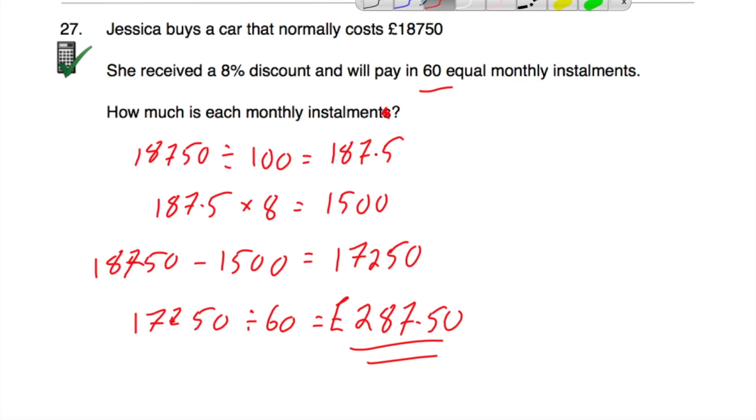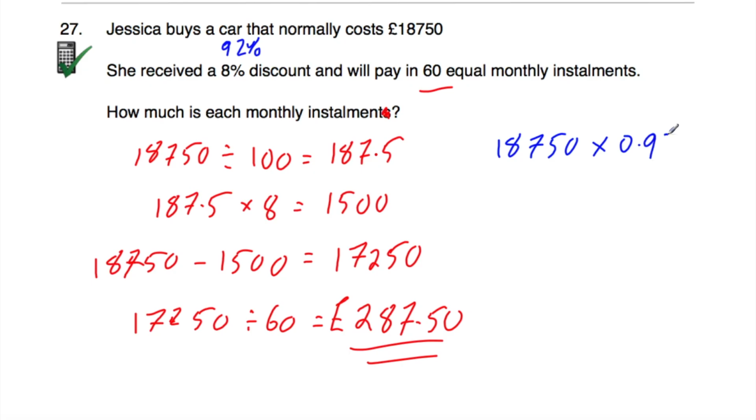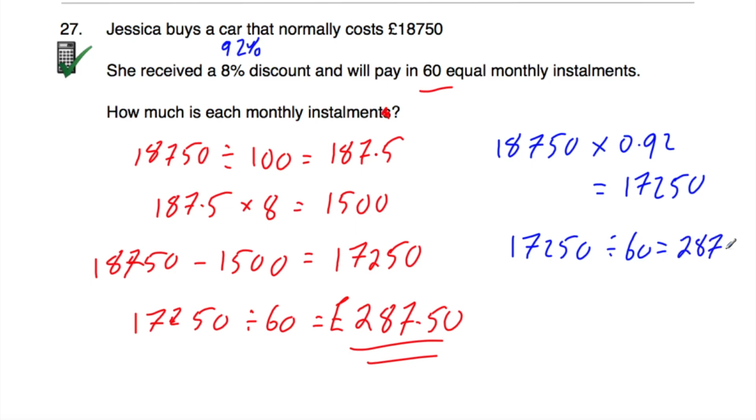And that's it. Now, there is another way to do this question. Rather than finding the 1% and then multiplying it by 8 to find the 8% and then taking that away, we can do that in one step by using a multiplier. If we want to reduce something by 8%, we'll be left with 92%. So we just need to multiply 18,750 by 0.92. And when we do that, we get an answer of £17,250. That brings us straight to here. And then we just need to divide by 60, and that's equal to £287.50. So that's the cost of each one of those monthly installments.